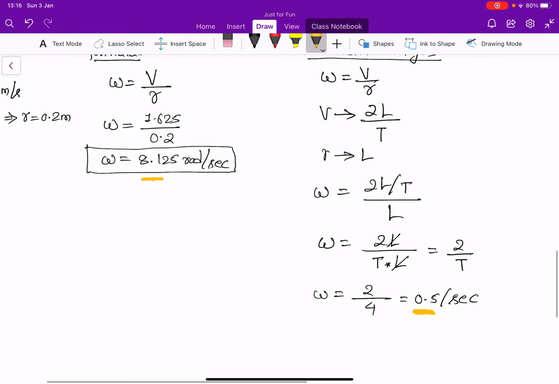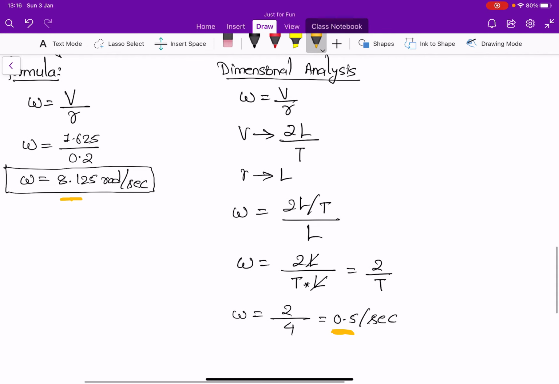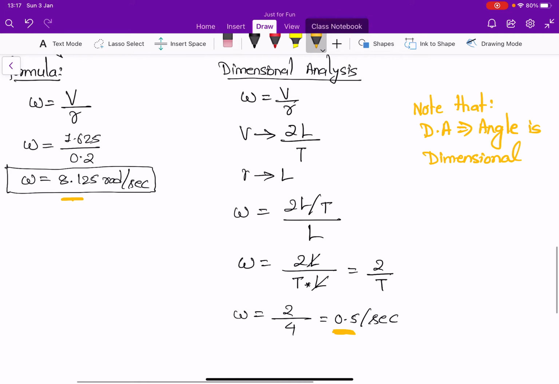Normally, what happens in dimension analysis, I would write this as a note with a different color. Note that in dimension analysis, angle is dimensionless. Dimensionless. And that's what's happening here.